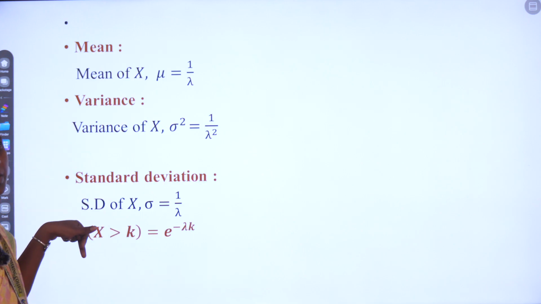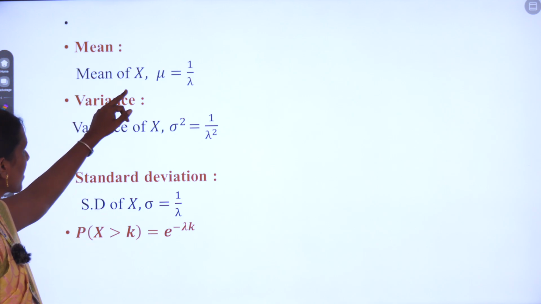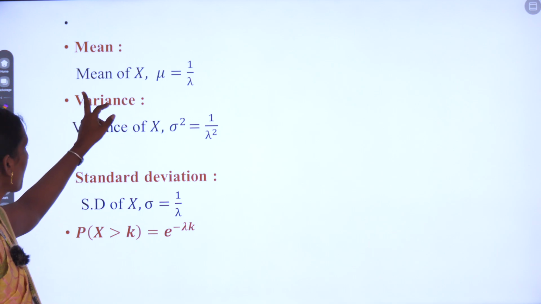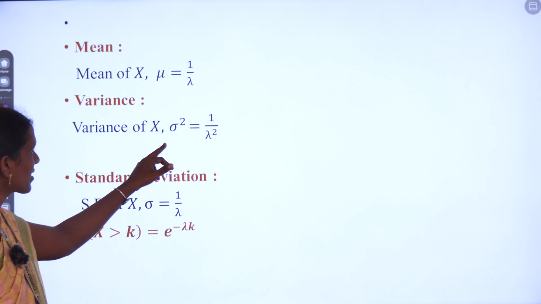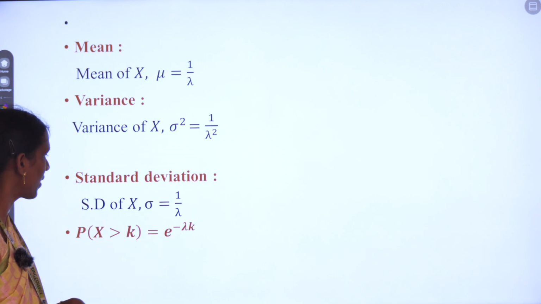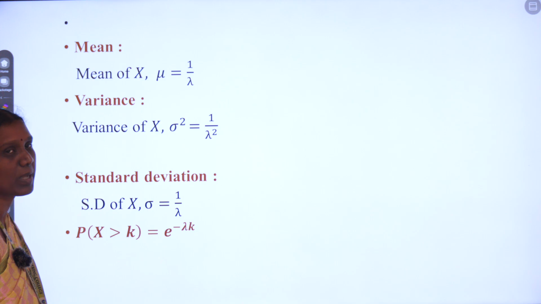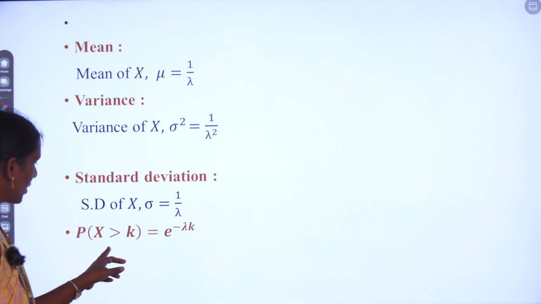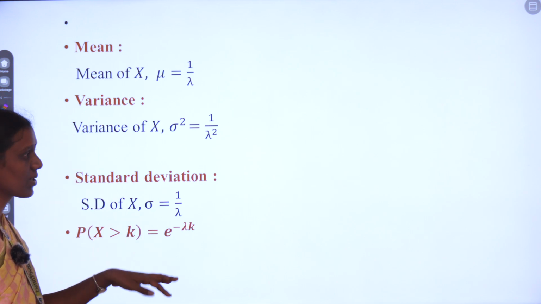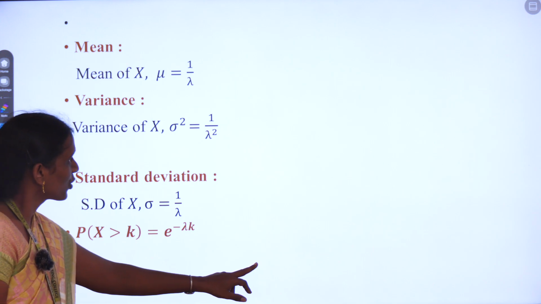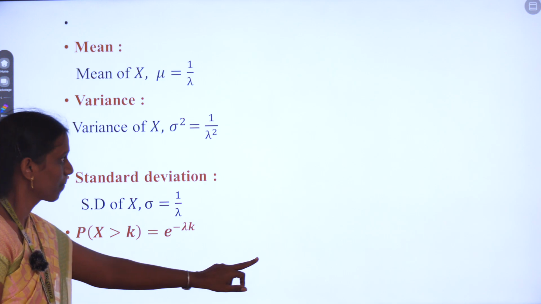So these are very important formulas we must know before doing the problems in exponential distribution. The mean of an exponential random variable x is mu is equal to 1 by lambda. The variance of x, represented by sigma square, is equal to 1 by lambda square, and the standard deviation of x, sigma, is equal to 1 by lambda. Next, very important, probability of x greater than k is e power minus lambda k. So these are the four very important formulas we must know: mean, variance, standard deviation, and the probability of x greater than k.